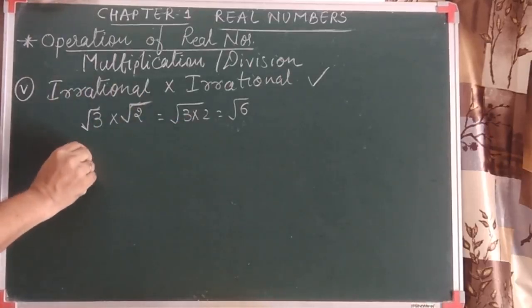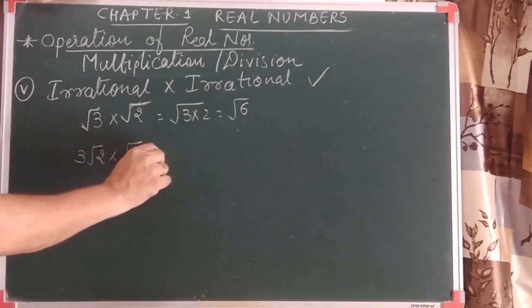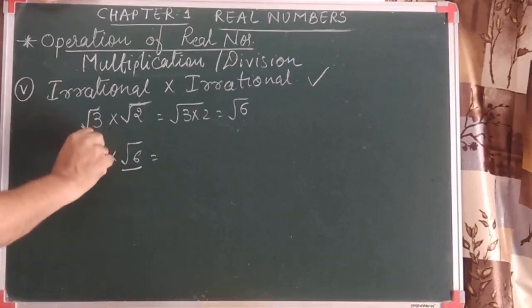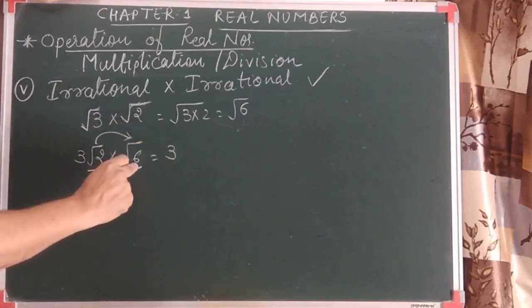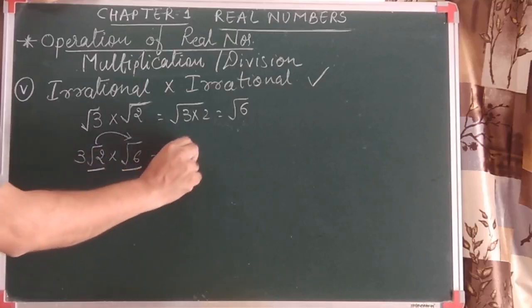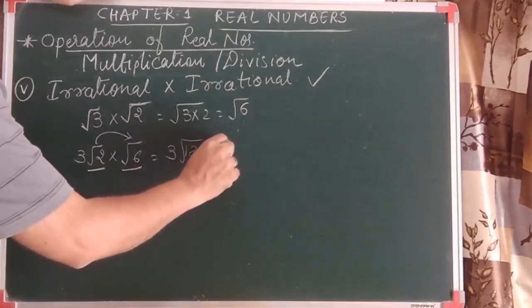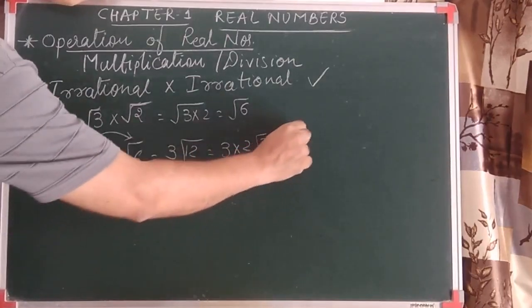Let's have one more question. Suppose 3 root 2 into root 6. We should remember this irrational multiplied with irrational rule. The rational remains as it is. Root 6 root 2, 6 2s are 12 and root 12. Then as we discussed earlier, root 12 can be written as 2 root 3. So at last the answer is 6 root 3.